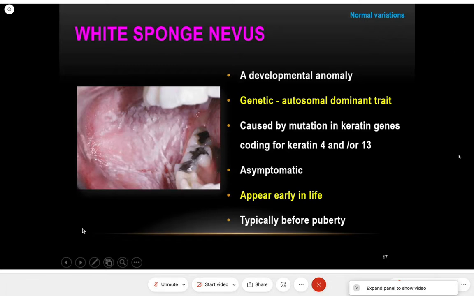Example of a lesion that can be wiped off.